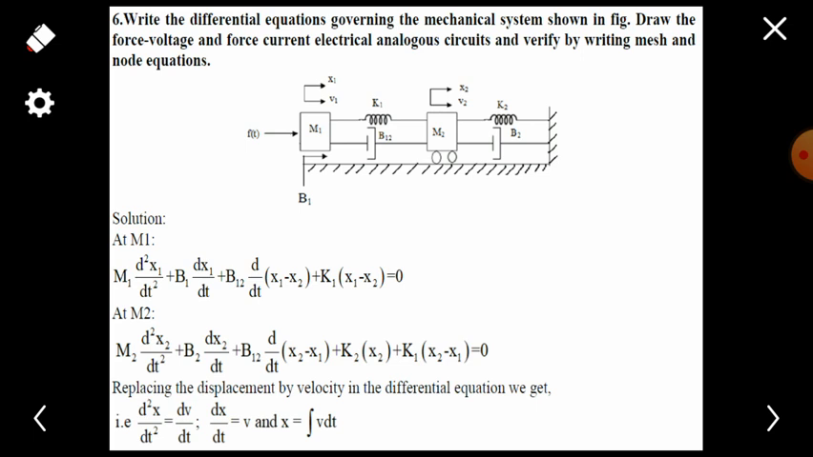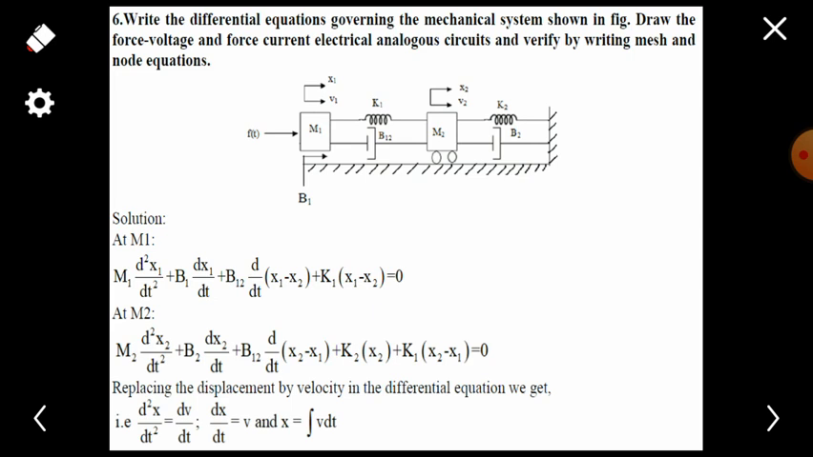The second sum is given as: write the differential equation governing the mechanical system shown in the figure. Draw the force voltage and force current electrical analogous systems and verify by writing the mesh and node equations. We know how to write the equations first. The differential equation is written from the free body diagram of mass 1 and mass 2.